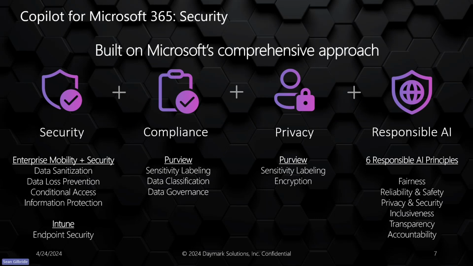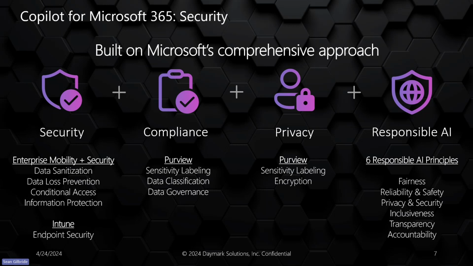Copilot for M365 is built on Microsoft's comprehensive approach to security. So, what does this all mean? It means that there are several integrated tools that are going to be leveraged here. From a security perspective, services like enterprise mobility and security are providing controls such as DLP, conditional access, information protection, etc. Purview is going to be used for things like compliance, giving you access to sensitivity labeling, data classification, and governance. And it's also used for encryption of the underlying data.